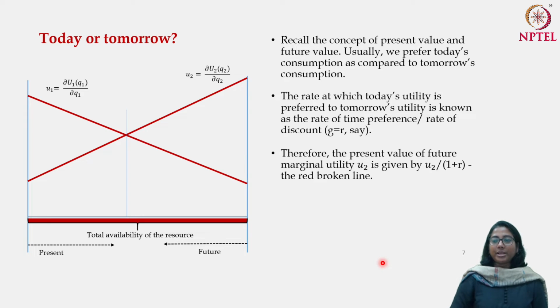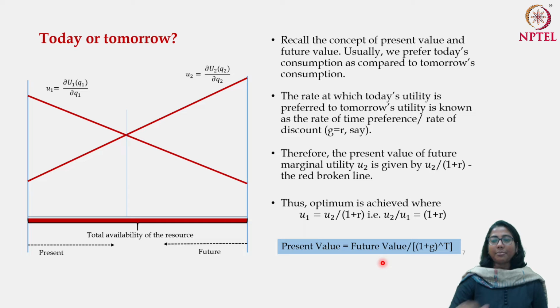I'll quickly give you the formula for the present value and future value that we had a discussion on. So you see the present value is equal to future value divided by (1 plus g) to the power t. So the g was the rate of growth, and the t the time period that you were considering.